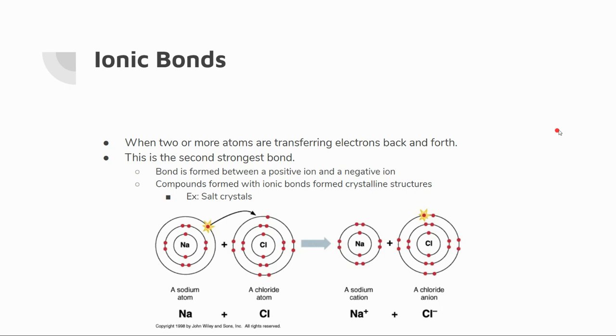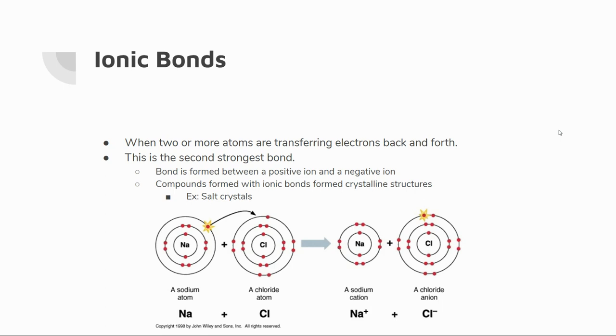Next type of bond is an ionic bond. This is when two or more atoms are transferring electrons back and forth. This is the second strongest bond. This is formed between a positive and a negative ion. So this goes back to sodium losing an electron and chlorine picking one up. Okay, so sodium becoming +1, chlorine becoming -1. Put those together, and the compound has an overall charge of 0.